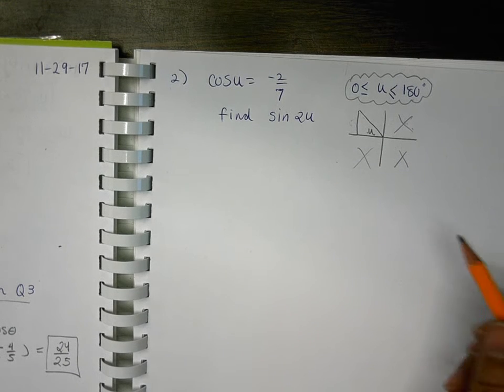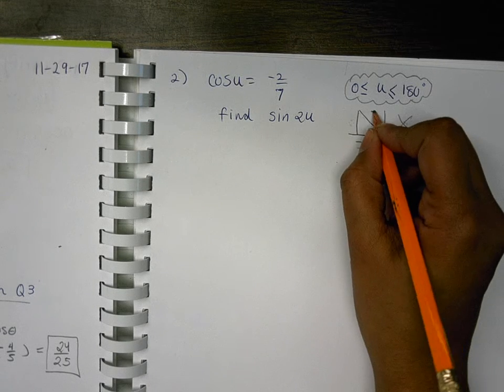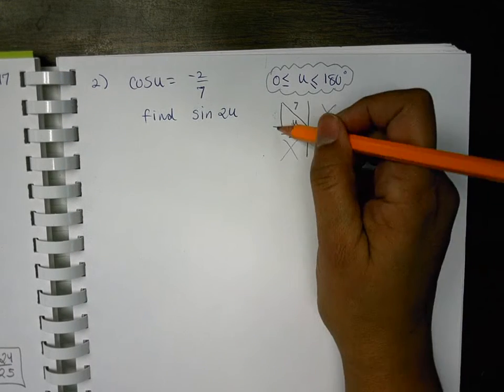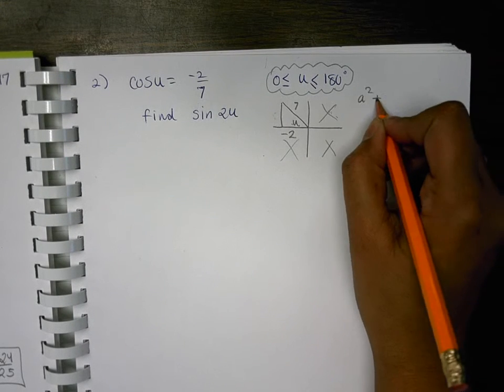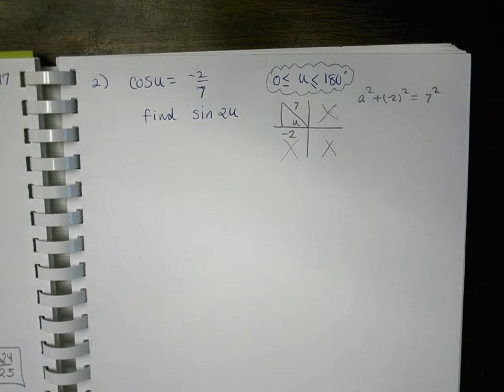All right, cosine is adjacent over hypotenuse. I'm going to let you guys find your side length. I'm going to call that A. A squared plus negative 2 squared equals 7 squared. Go ahead and do that work now. It does come out to be a radical.